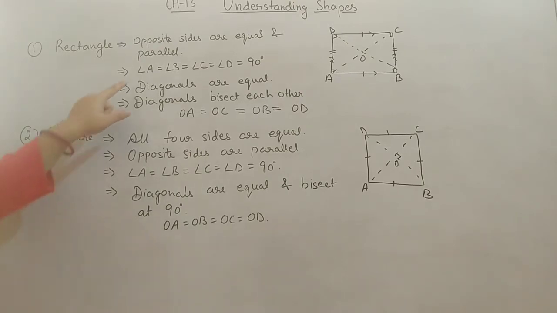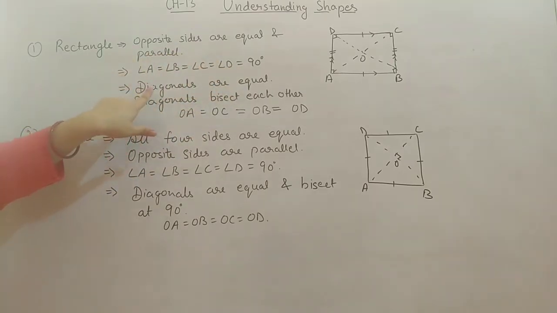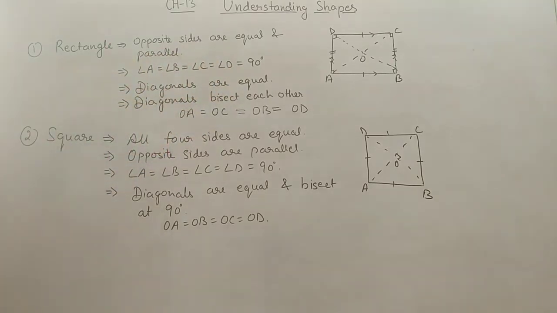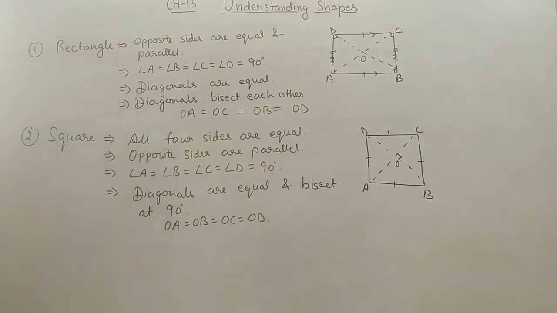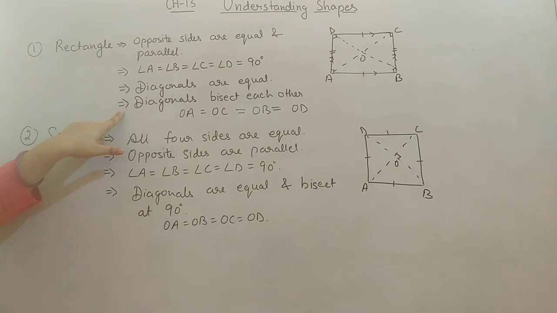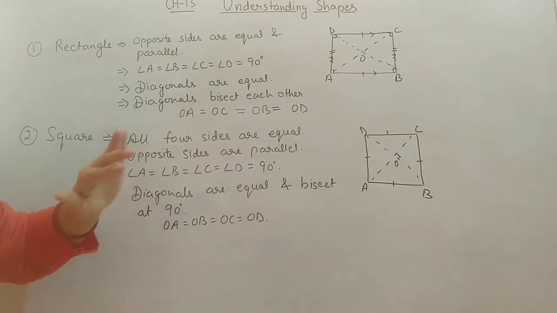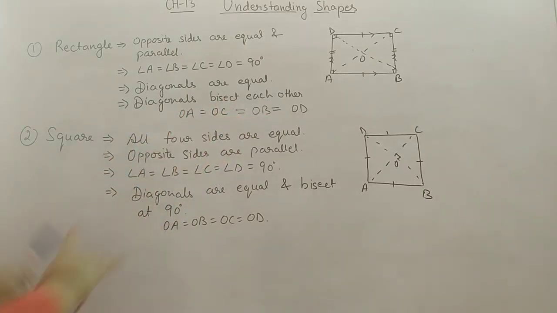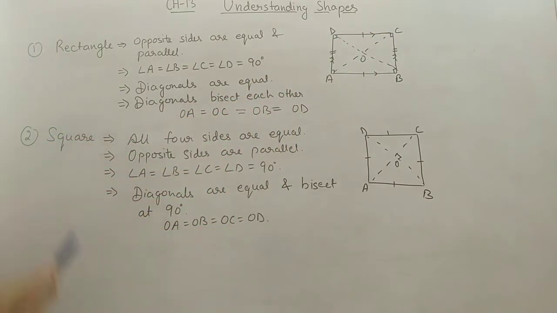Next property: all four interior angles are equal to 90 degrees. Another property: diagonals are equal. If you measure, the length of AC and BD will be the same. And the fourth property: diagonals bisect each other, meaning AO and OC, OB, OD, all these four are equal. This part is equal to this one, all four are equal.